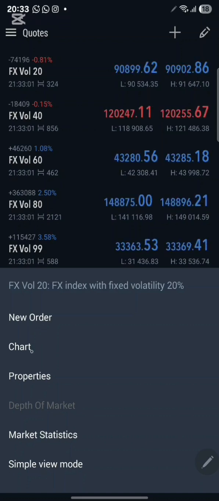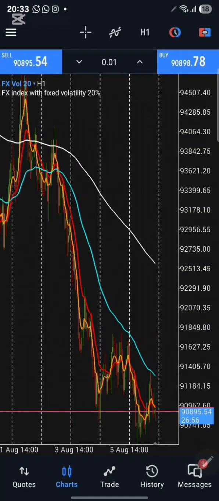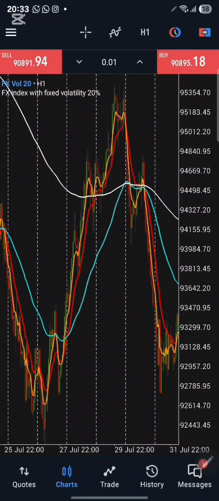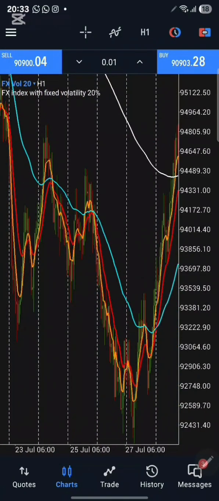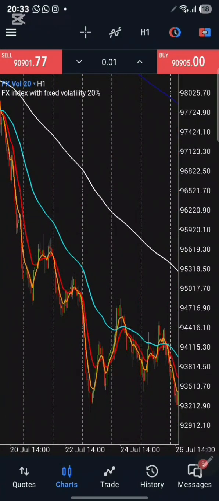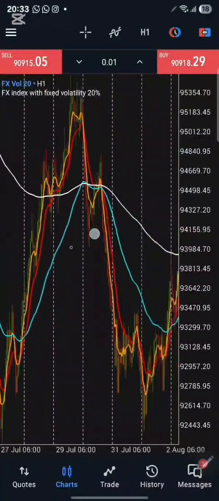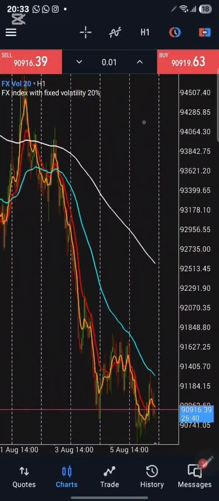So you click on chart. These are the charts and these are the patterns. We have plenty of patterns, many of them I'll explain to you, and I'll send the books of the chart patterns and how to read the candlesticks, right? On the top there, we have a sell button and a buy button.